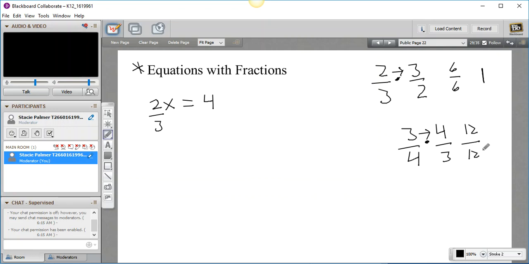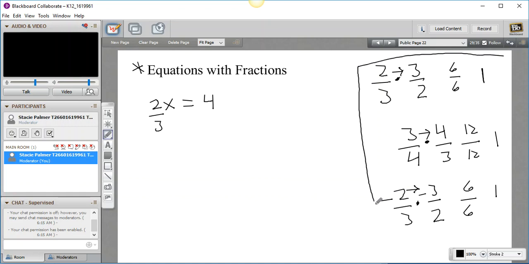4 times 3 is 12. 12 divided by 12 is 1. Okay? If we have a negative fraction, like negative 2/3, if we multiply by the negative reciprocal, that's going to end up giving us a positive 1. Negative 2 times negative 3 is 6. 3 times 2 is 6. 6 divided by 6 is 1. Okay? So we're going to use this trick when we solve equations with fractions.